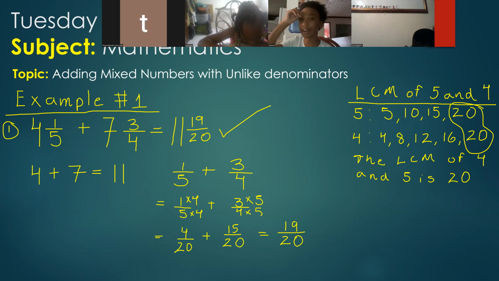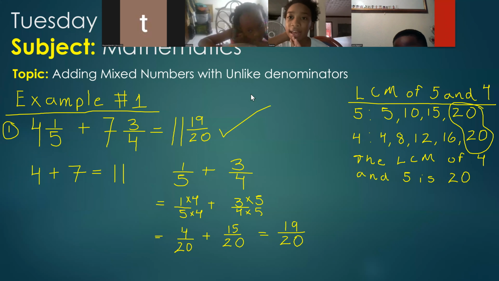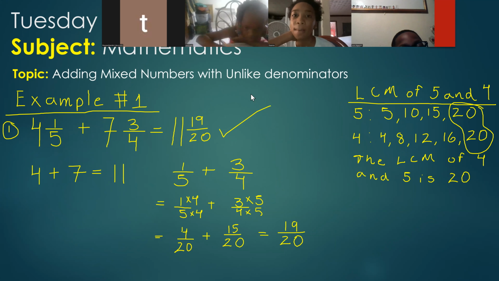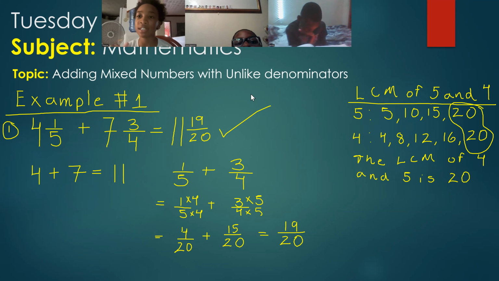So how we got our answer is, first, we saw that the denominators weren't alike. But first we had to add the two whole numbers, 4 plus 7, that equals 11. So we leave the 11 there until we add the fractions. But we can't add the fractions because the denominator isn't the same.